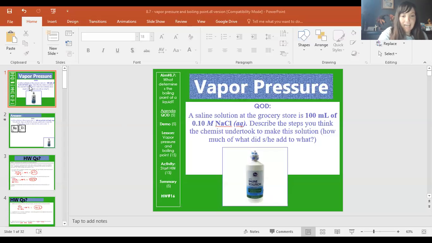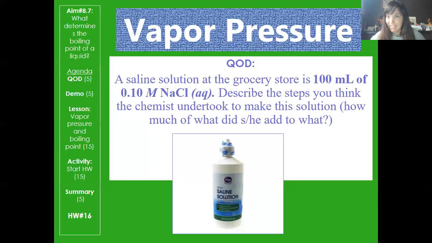Today we're going to be studying vapor pressure and boiling point. Now you might be thinking, what does that have to do with solutions? I thought we were studying solutions. Well, next class we're going to be studying how these properties are different for solutions when you add a solute. So we're going to start with just the concept this week and then add on to it with solutions next time. So today's aim is 8.7, what determines the boiling point of a liquid?